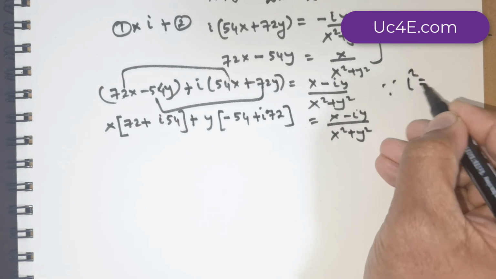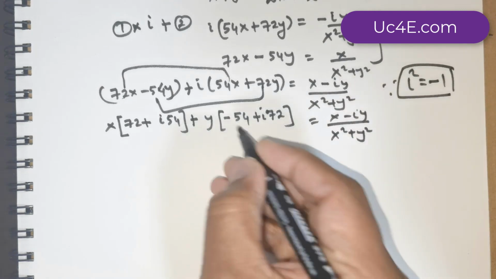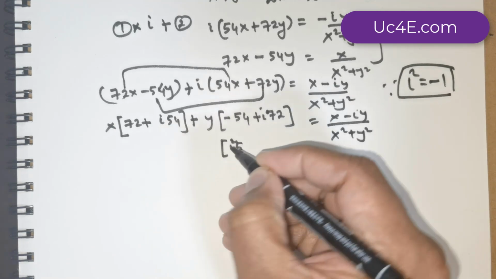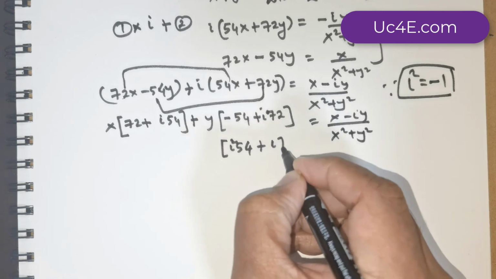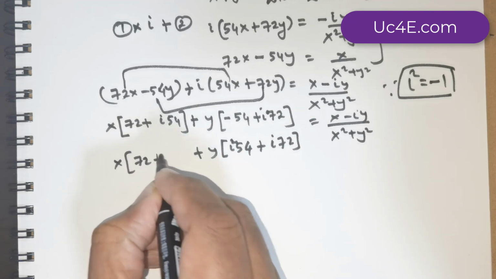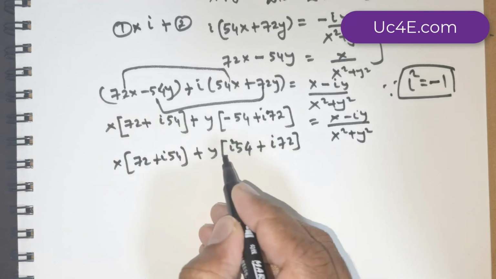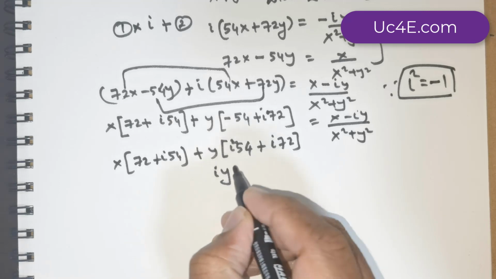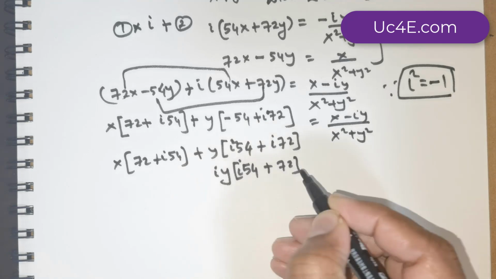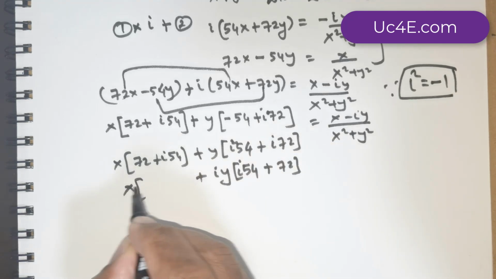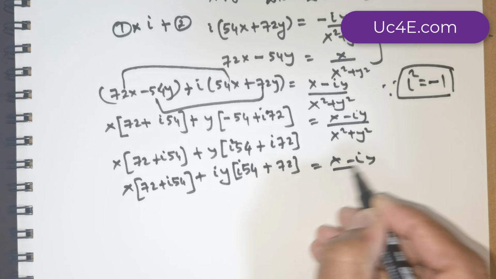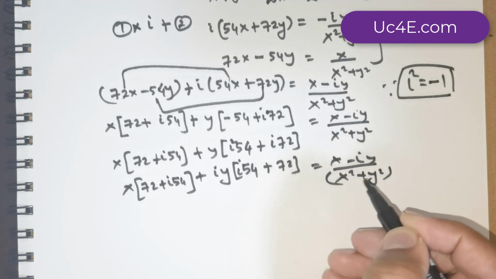Now we know that in complex numbers i² is equal to -1. So I'm going to replace this negative sign with i². So I get i² times 54 + i times 72 times y + this term x times (72 + i times 54). Now I would like to take an i out. This is going to be i times y of (54i + 72) followed by x times (72 + i times 54) is equal to (x - iy) divided by x² + y².